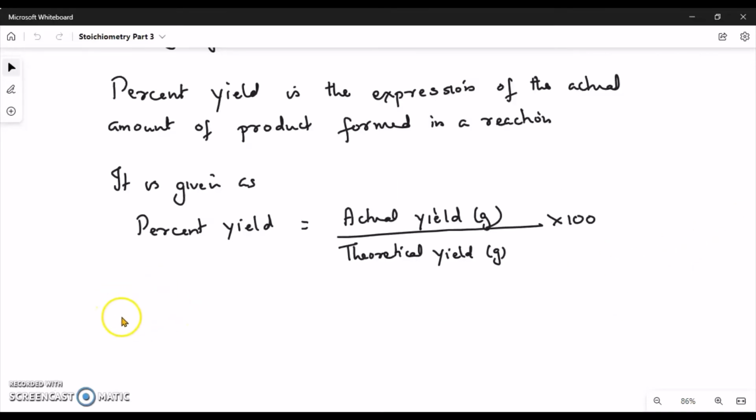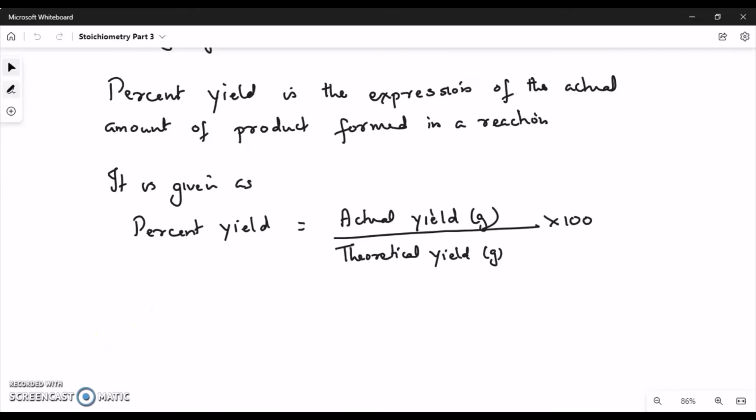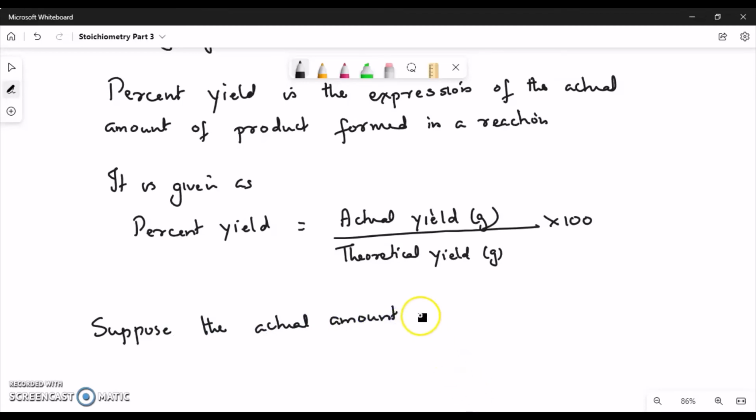So suppose in our reaction from stoichiometry part 2, we had obtained only 4.5 grams of product. In the reaction, suppose the actual amount of aluminium chloride, AlCl3, formed is equal to 4.5 grams. It was supposed to be 5.2 according to the calculation.